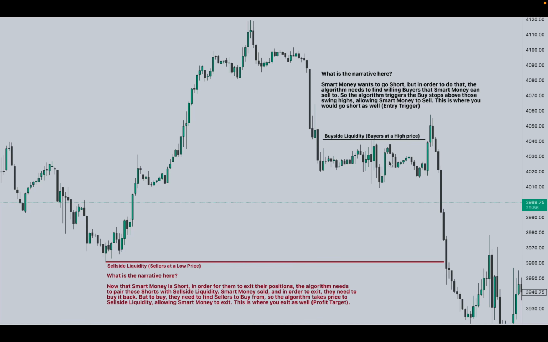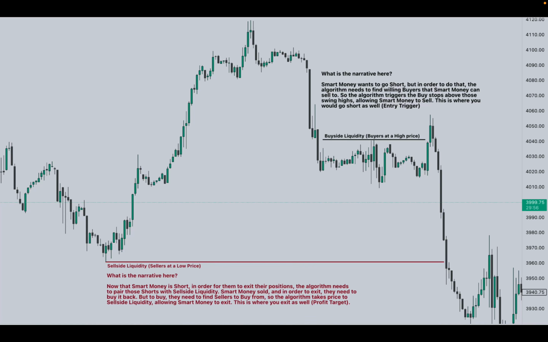Smart money sold, and in order to exit, they need to do what? They need to buy it back. But in order to buy, they need to find sellers to buy from. Where are they going to find sellers that they can buy from? Sellers that are willing to sell to them at a low price, below the swing low here. So the algorithm takes price to the sell side liquidity, allowing smart money to exit. And this is where you would exit as well. In other words, this is how you would use sell side liquidity as a profit target.